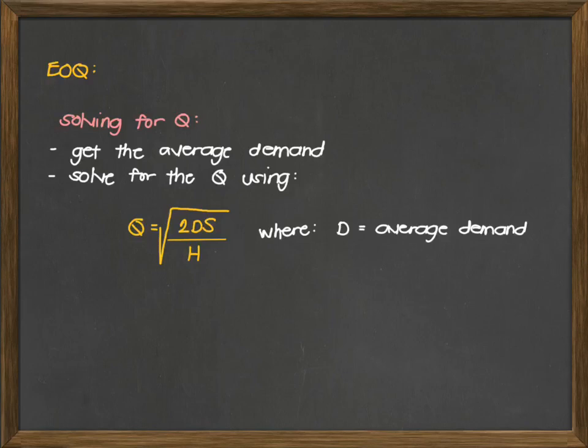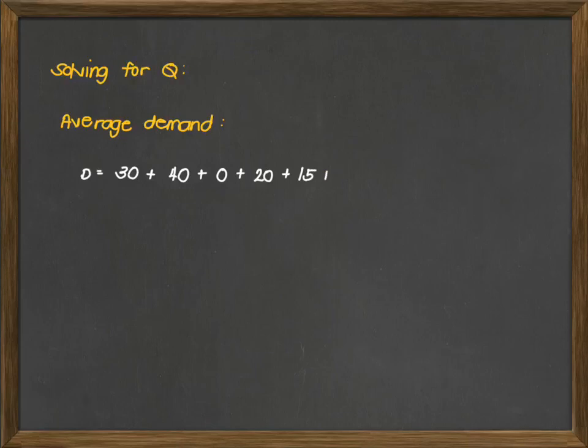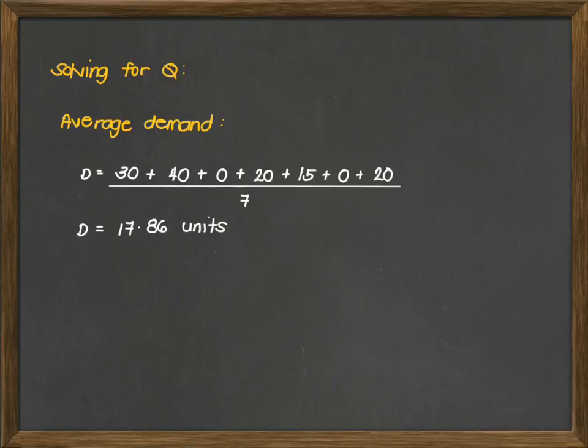So, where your D is your average demand. Take note that your demand and your holding cost should be following the same time unit. So, if yung ating demand is weekly, dapat yung holding cost natin is weekly din. Okay? So, yung average demand natin, this is just the average of all the gross requirements. So, yun yung 30 plus 40 plus 0 plus 20 plus 15 plus 0 and plus 20, and we divide it by 7 kasi 7 weeks yung total duration of our planning period. So, yung ating demand or yung average demand natin is 17.86 units.